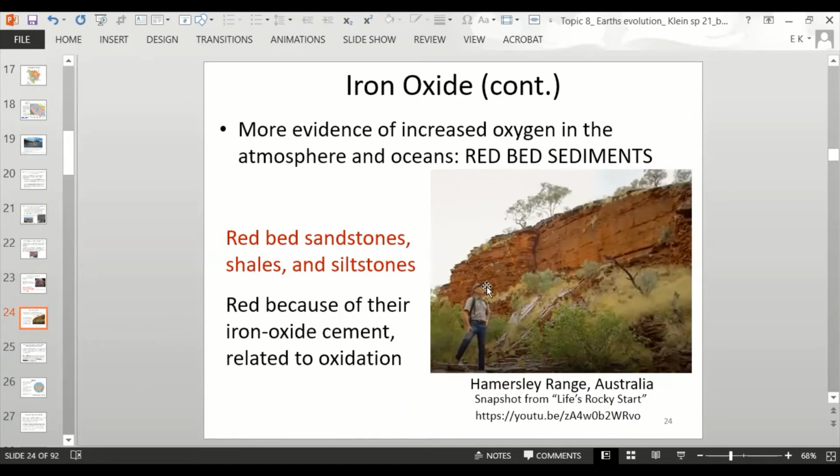This is a snapshot from the movie The Life's Rocky Start. These rocks are in Hammersley Range in Australia, and they are a bright orange from the iron oxide in the rocks. And again, that's all evidence that we had oxidation, evidence of widespread abundance of oxygen present in the atmosphere and in the oceans. And again, all of that oxygen is a result from photosynthetic cyanobacteria.